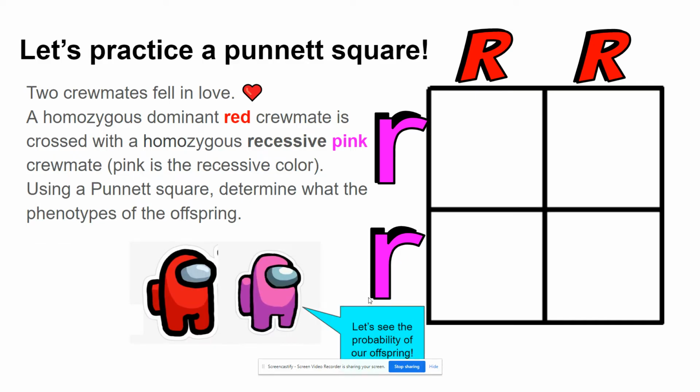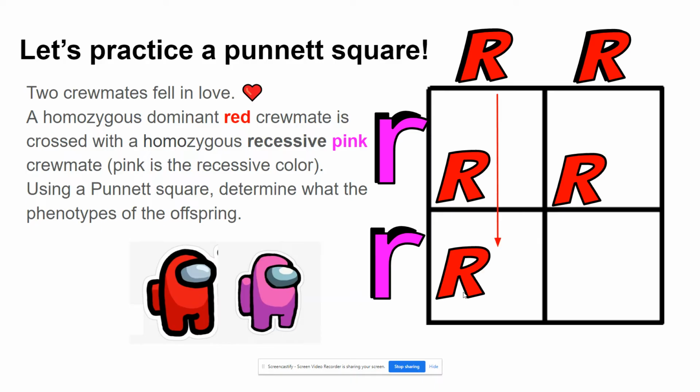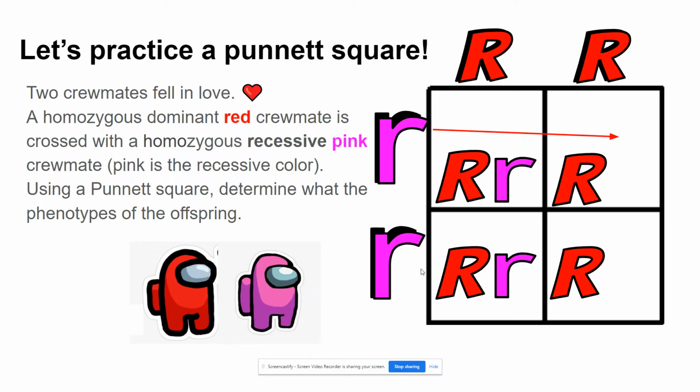Let's predict the probability of what they'll have. When you use a Punnett square, you need to take the alleles from the first parent at the top and move them down into the boxes below. Let's do that together: 1, 2, 3, and 4. Now, with the parent on the left, the pink one, we have to move the little r's over. We move one to each box as shown. That gives you the probability of the offspring.